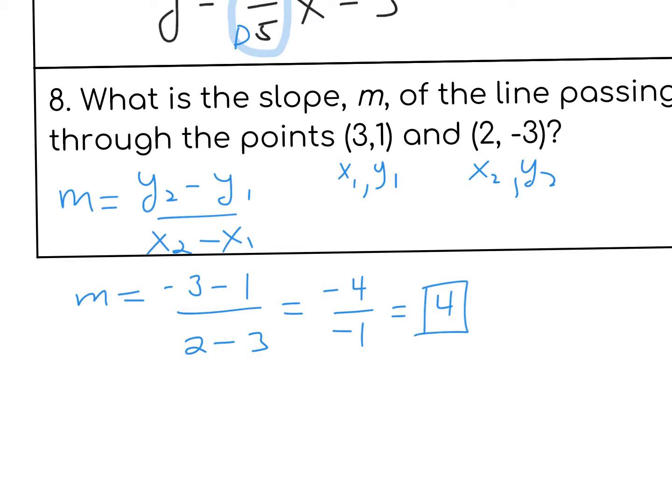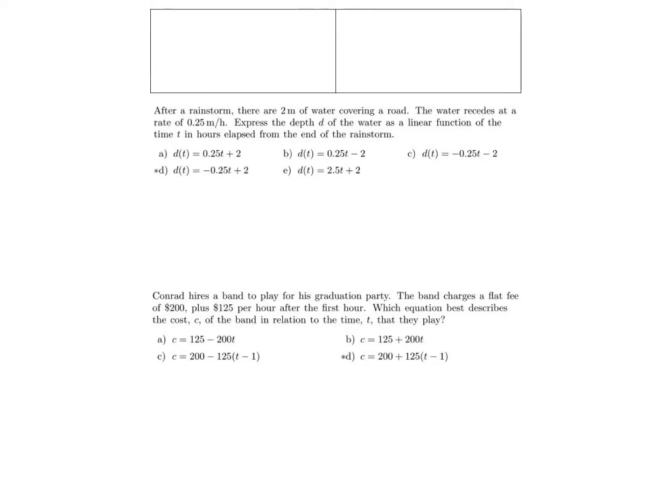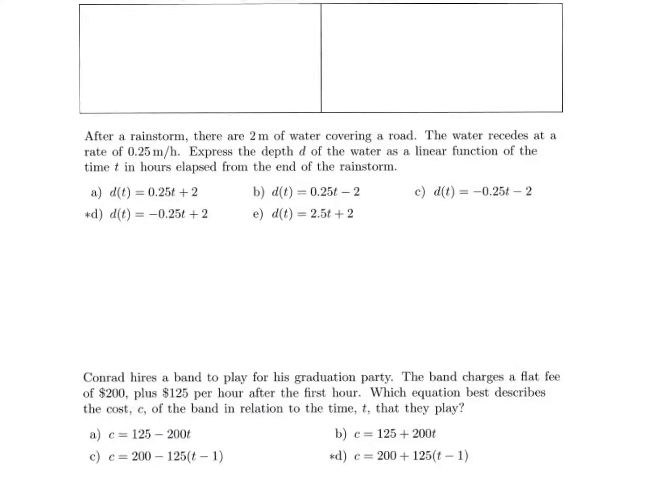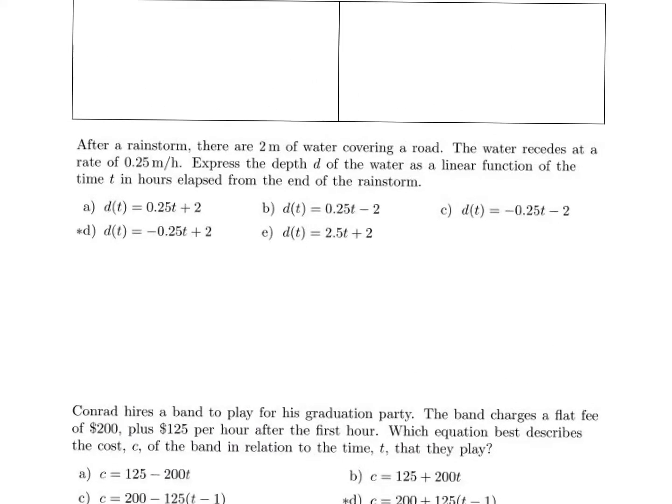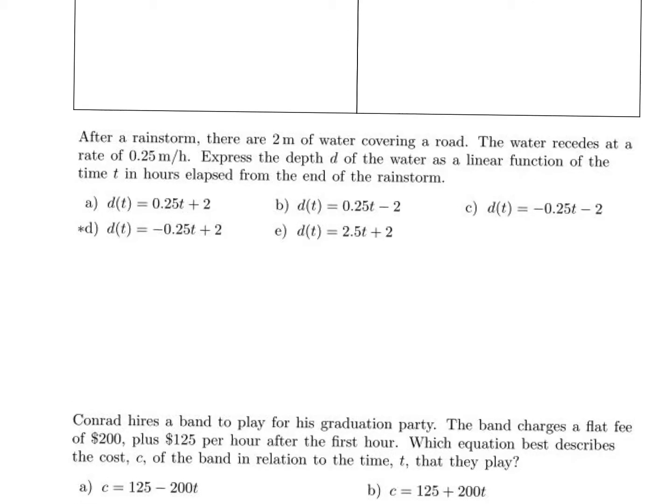Alright guys, so we move on. And that should be it for today. And we're in the last part. After a rainstorm, there are 2 meters of water covering a road. The water recedes at a rate of 0.25 meters per hour. Right there, that's a big clue. If they tell you a rate of, that's going to be your slope.